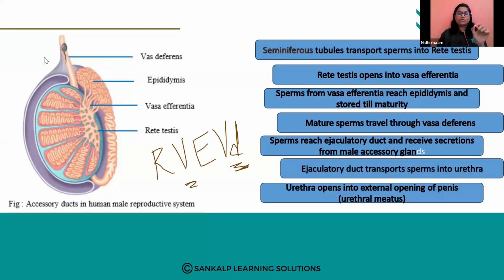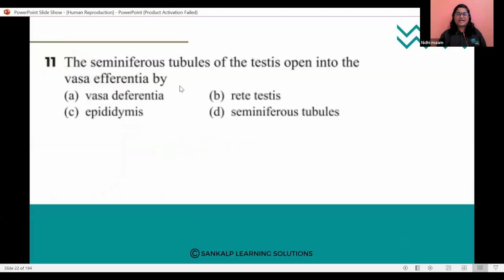So from rete testis, where does it go? It goes to vasa efferentia. So the connecting link between the seminiferous tubules as well as the vasa efferentia is rete testis. Most of you answered it correctly. Yes, correct, YouTube students. Here, option B is the right answer. Option B. Some of you got confused with the one, Nimisha.